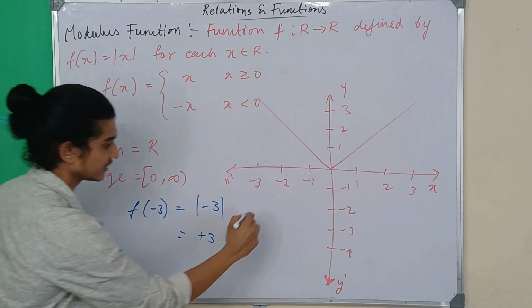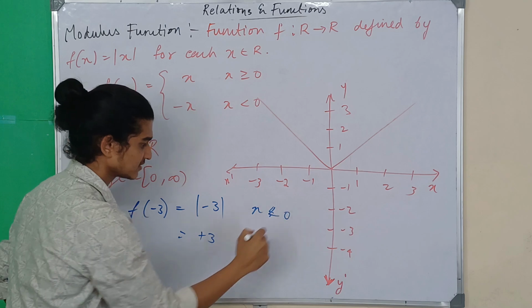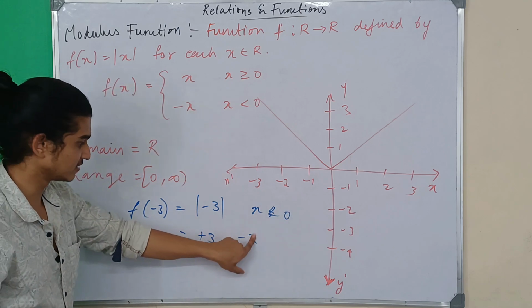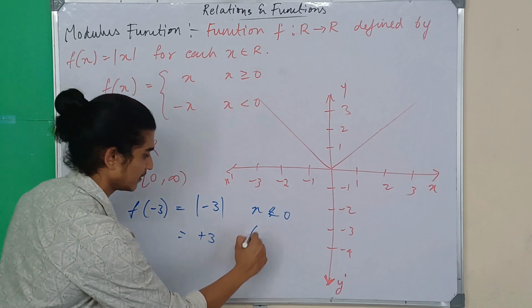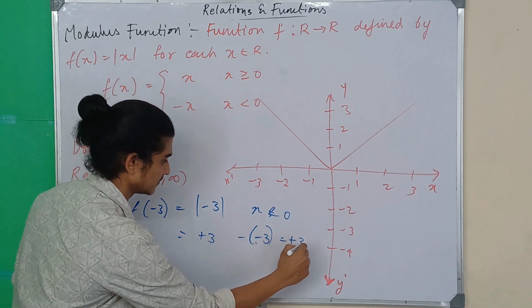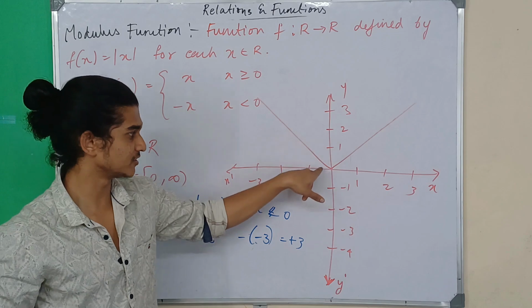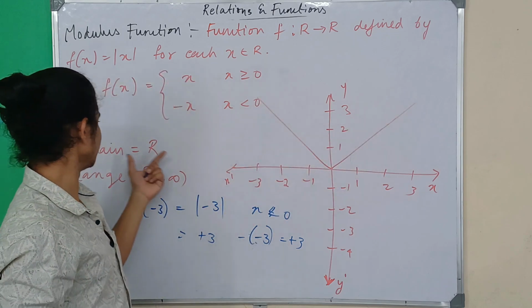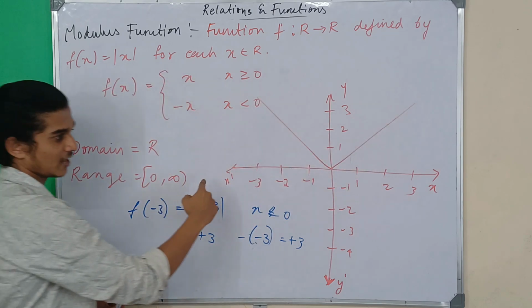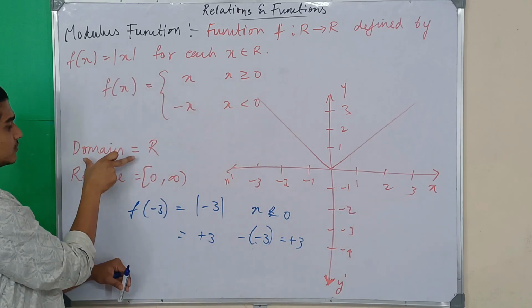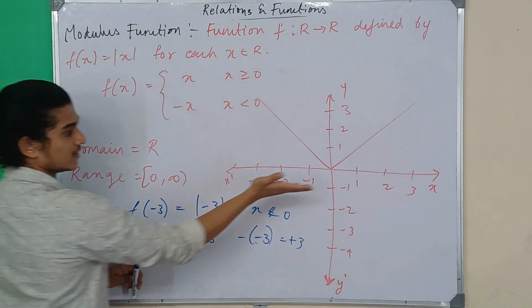Because if x is negative, our x is going to convert it to minus of x. In this case, this is minus of 3, which is plus 3. So this is how the modulus function goes, and the graph looks something like this. The domain is the set of all real numbers, because you can see all values of x could be taken into consideration. So our domain is R.